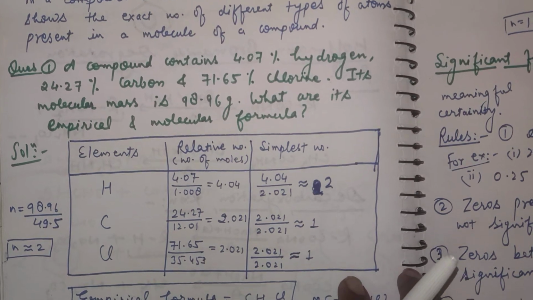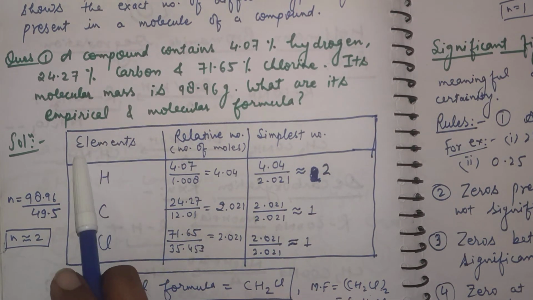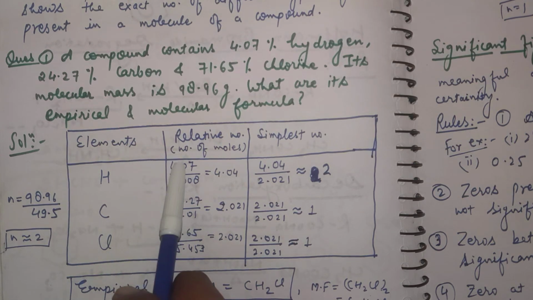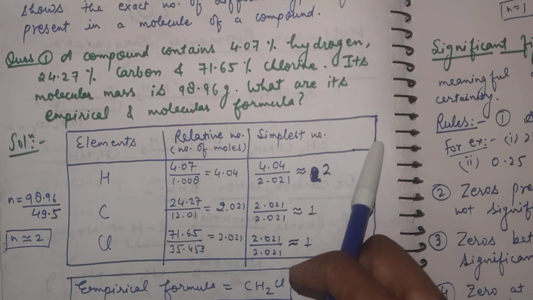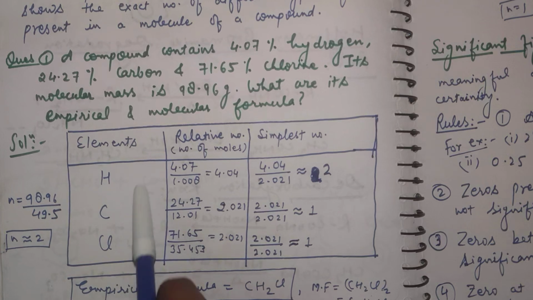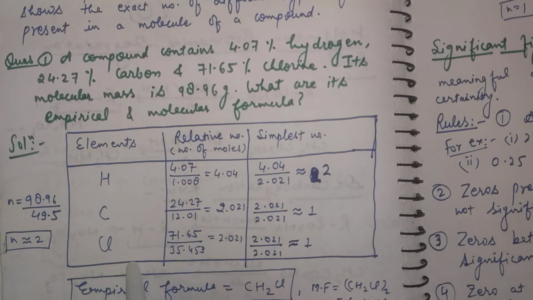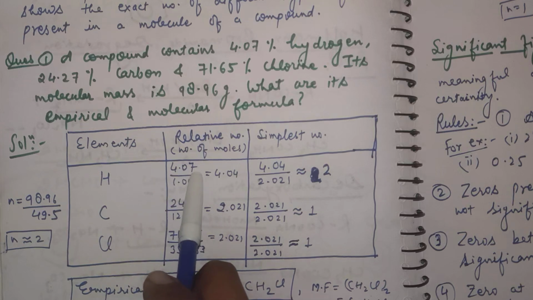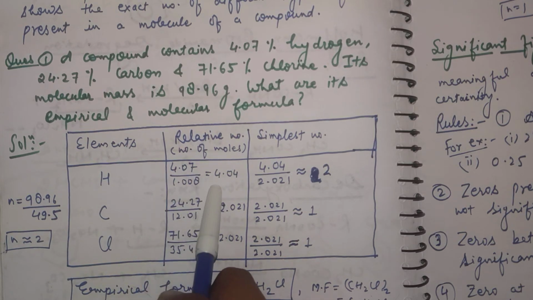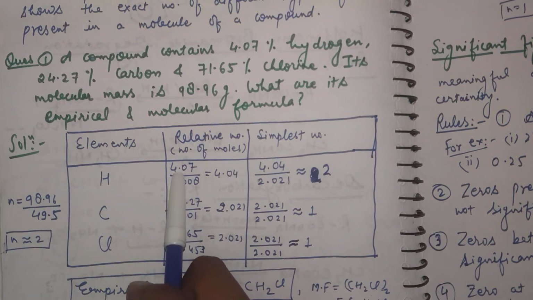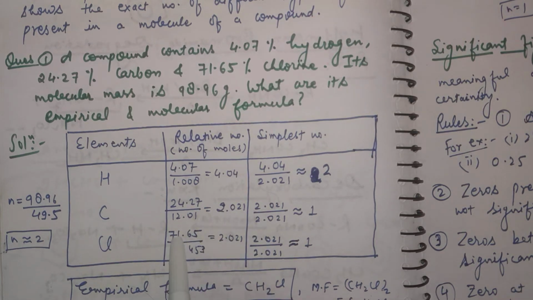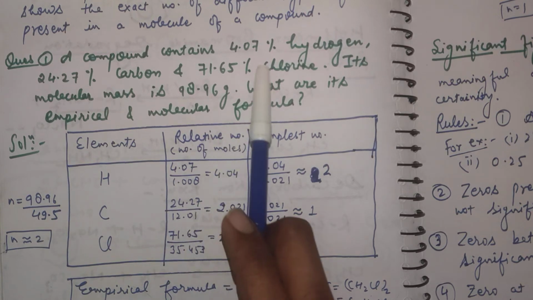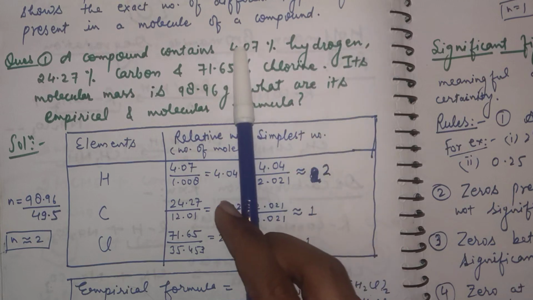Whatever data is given, first we make a table. In the first column we will write the elements or atoms, then the percentage, the relative number of moles, and the simplest or smallest number. Hydrogen, carbon and chlorine are written here, and in front of hydrogen we write 4.07 upon 1.008. We are taking the exact mass, but you can take it as 1 here. On calculating we will get 4.04.